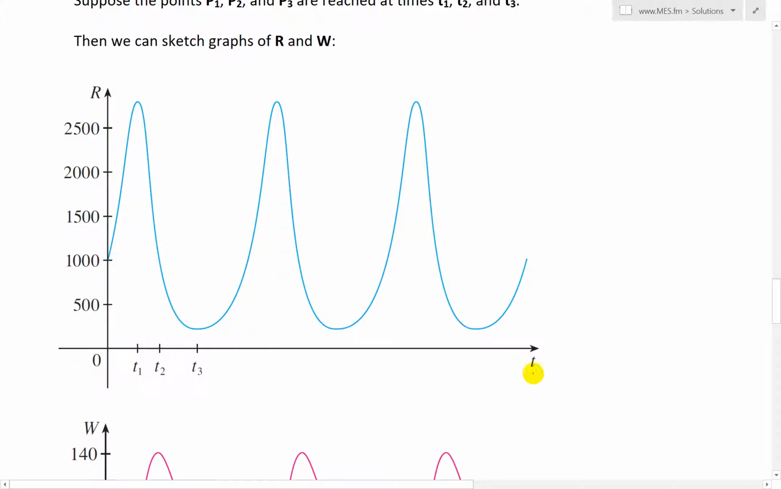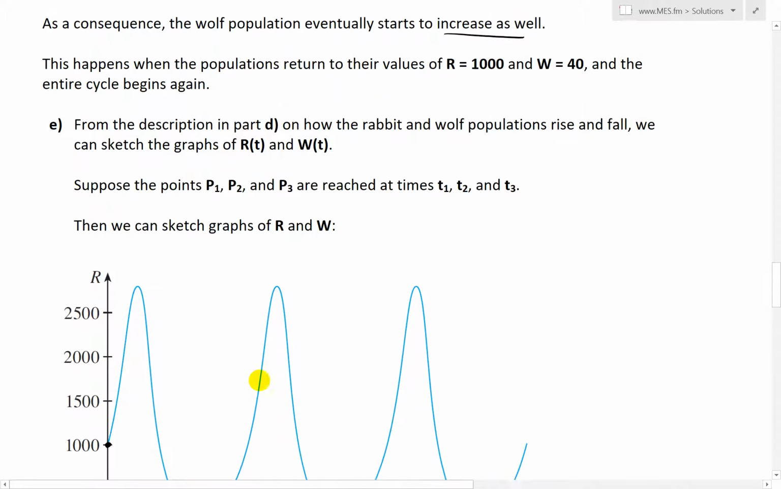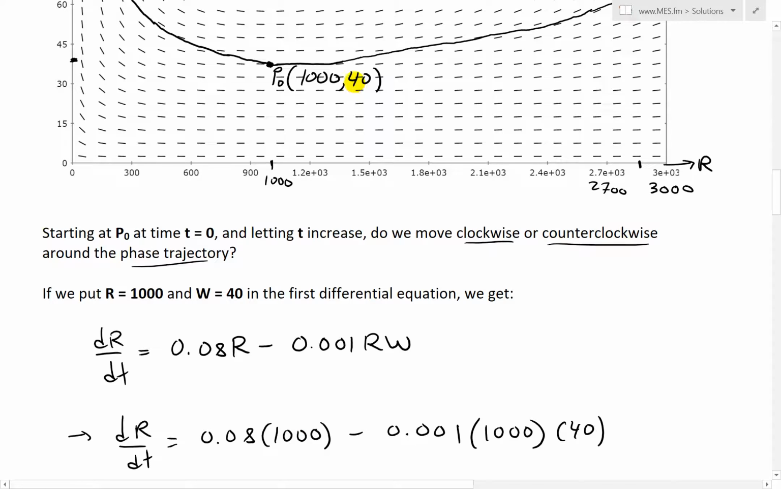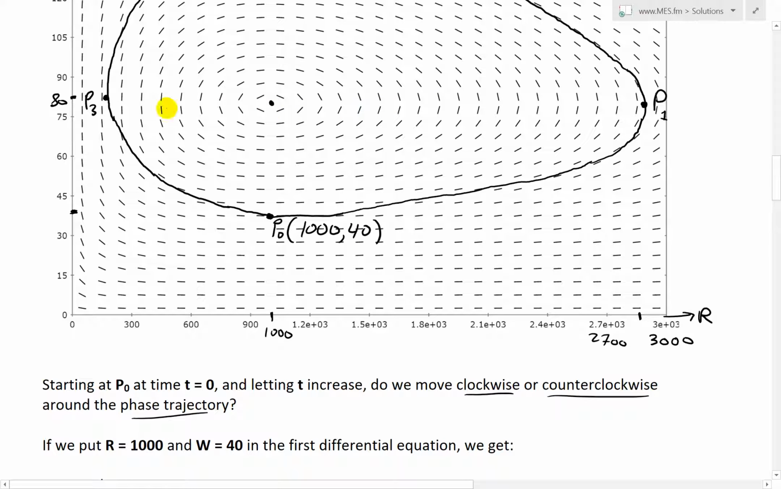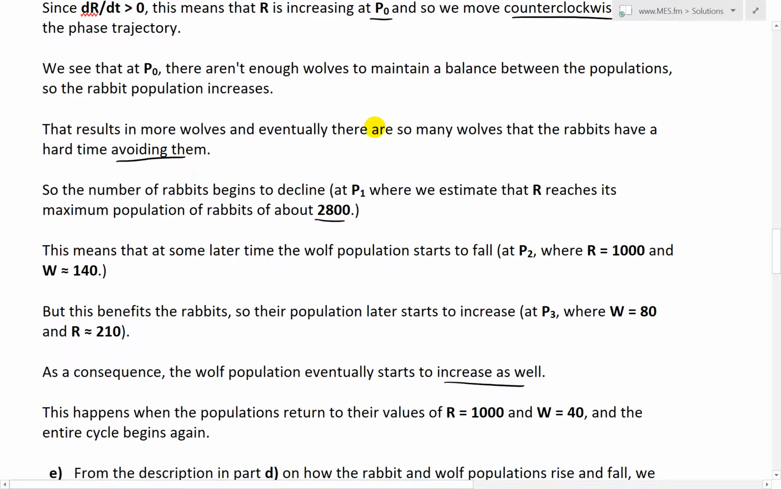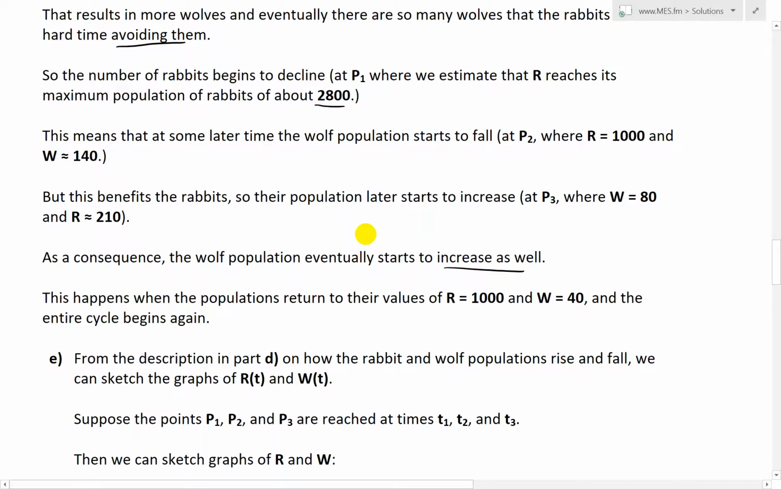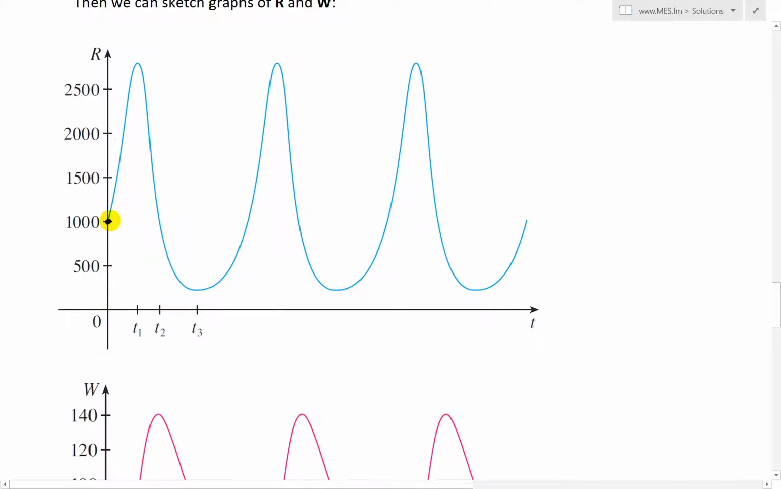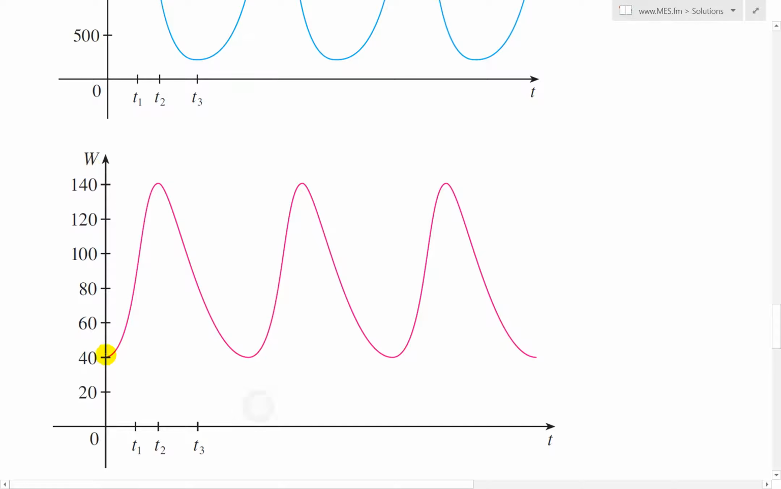So for the R and T graph, initially, let's say this is at T0, or P0, when we have 1,000 rabbits and 40 wolves. Then at this point here it's roughly about 80 wolves and about 3,000 rabbits. My calculus book uses about 2,800, so this is a bit off scale, but it's close enough. So this one starts at 1,000, but for the wolf population W, we start at 40.